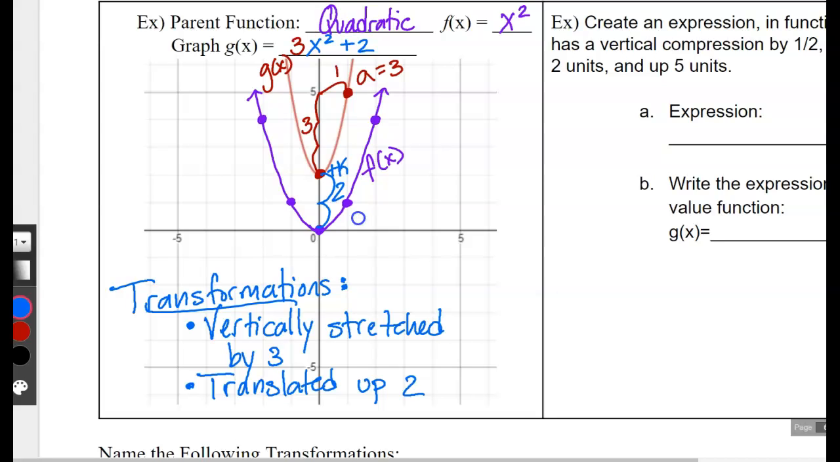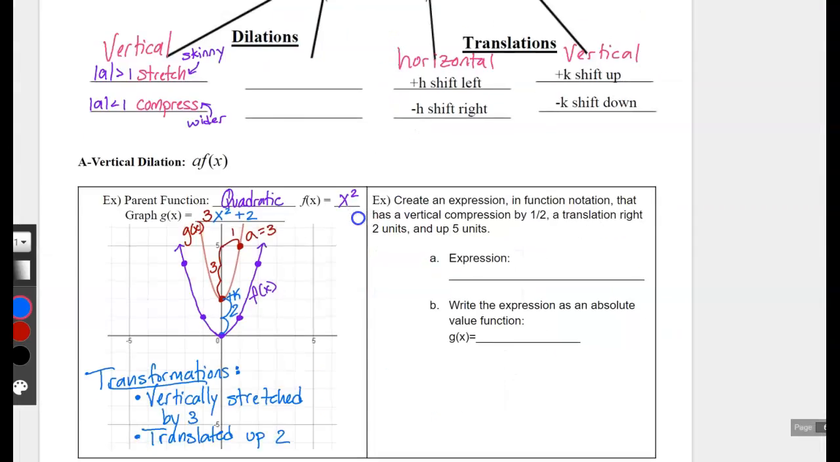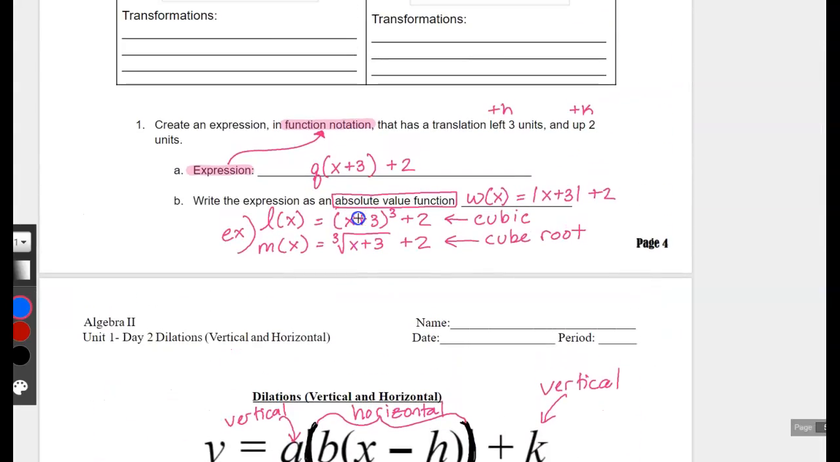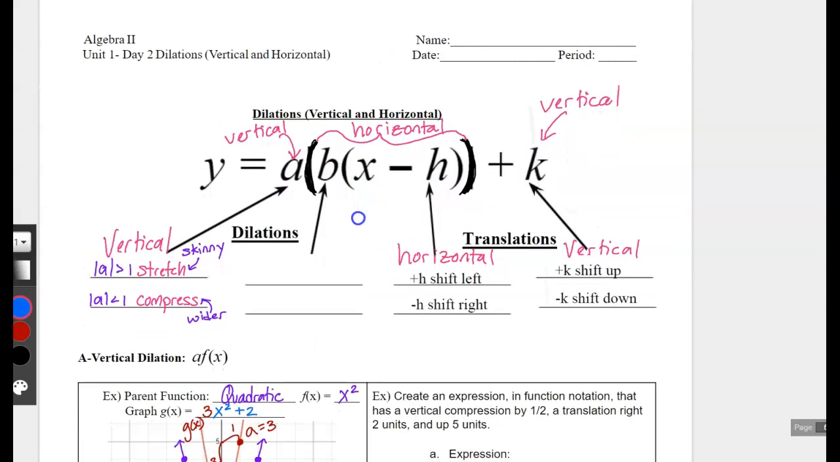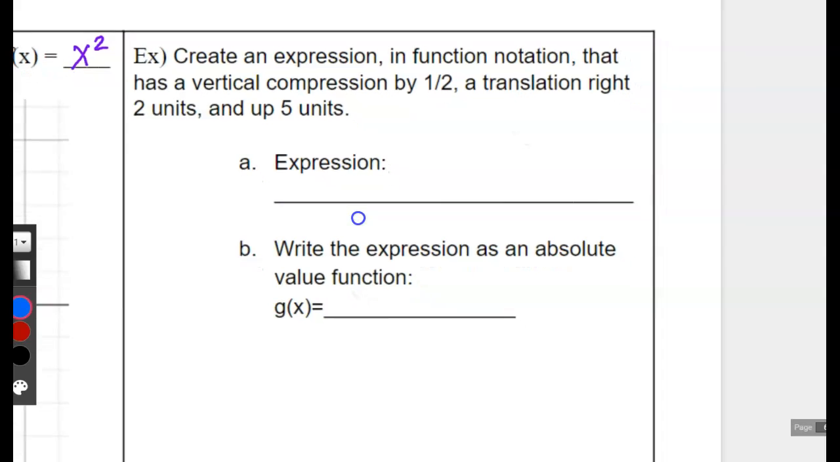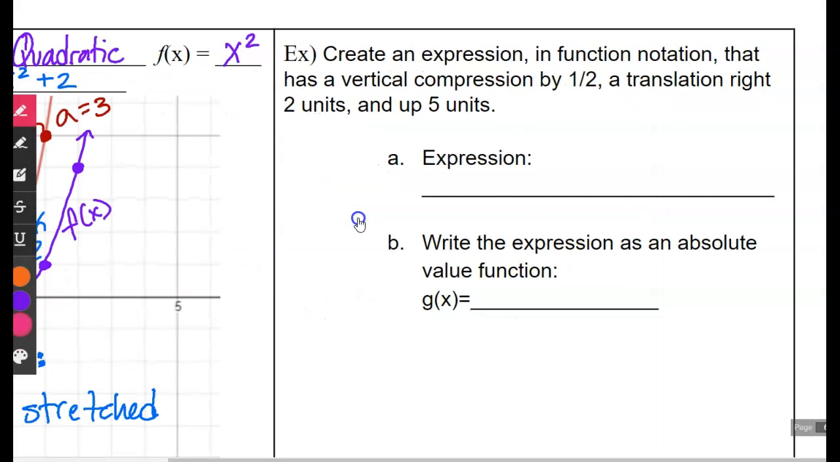Okay, just like we did on the previous page, page 4, this number 1, I want you guys to try this example, writing another expression in function notation. Create an expression in function notation that has a vertical compression by a half, a translation right 2 units, and up 5 units. Go ahead and try it. And the expression, what number was written first? 1/2.